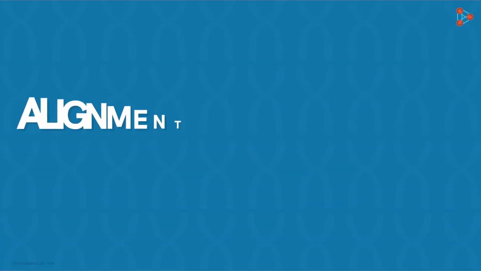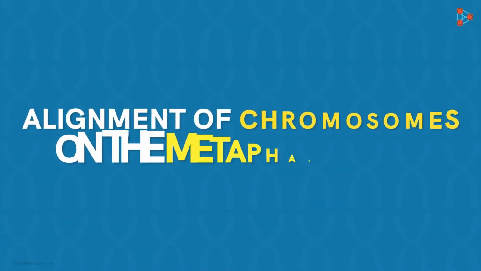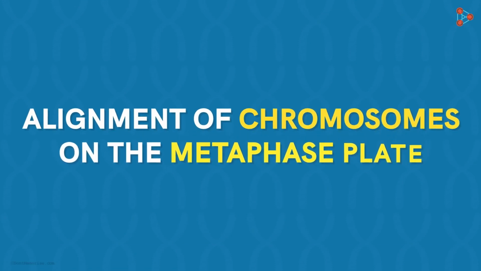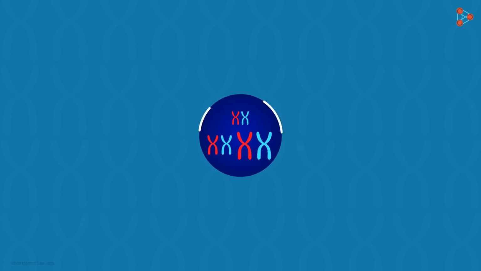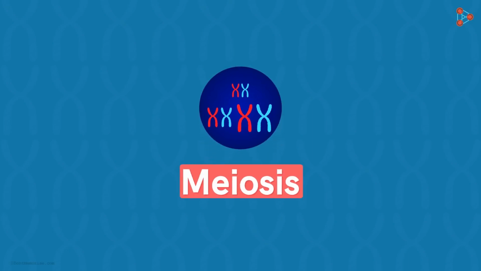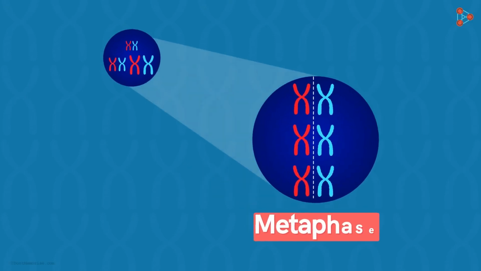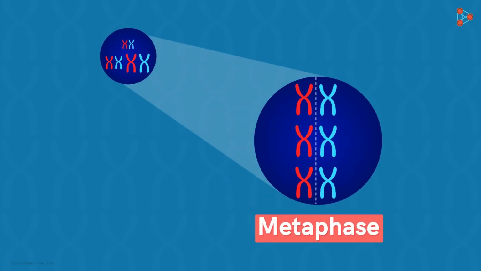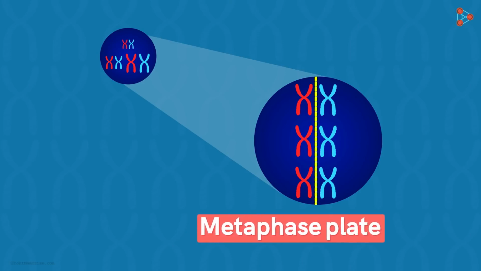One of the processes is that of the alignment of chromosomes on the metaphase plate. Let me elaborate. Imagine this to be a cell that's about to undergo division. For now, let's assume it's undergoing meiosis. We know that during cell division, a stage named metaphase is reached where the chromosomes align themselves on the equatorial plane. In other words, on the metaphase plate.